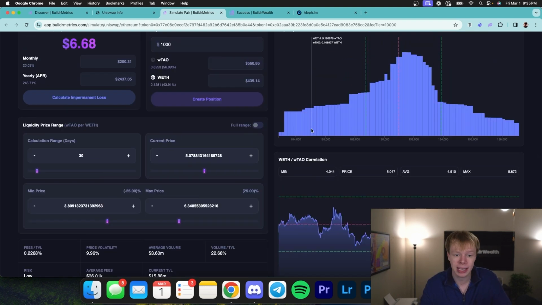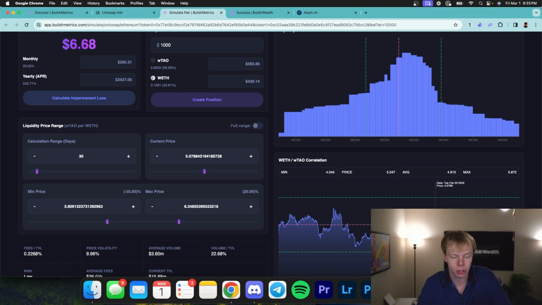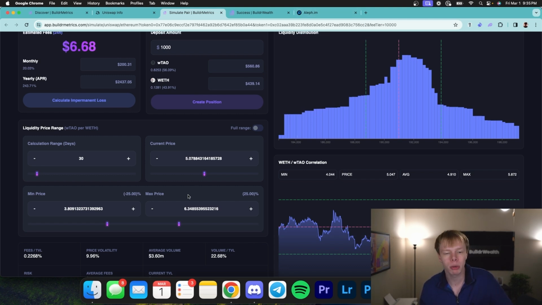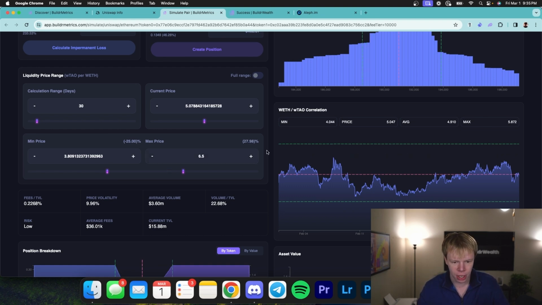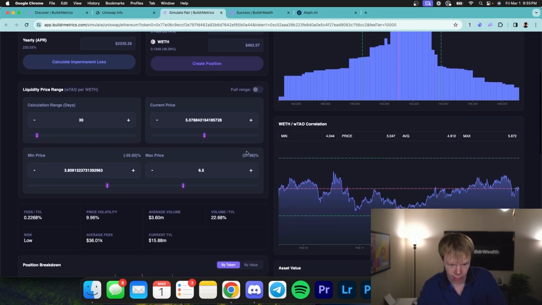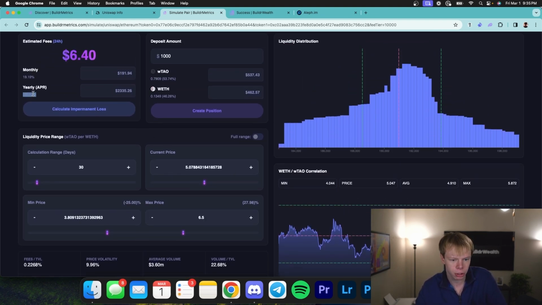Now, personally, I think Tau is going to outperform Ethereum in the long run. I do think there are going to be some periods where Ethereum does do well, because Tau has done really, really well over the past couple weeks and couple months, basically. So I would want to include room for a potential retracement. So first thing I'm going to do, I'm probably going to bring this top range up to like 6.5 or something like that. That still has me at roughly 233%, but that gives me 54% Tau.